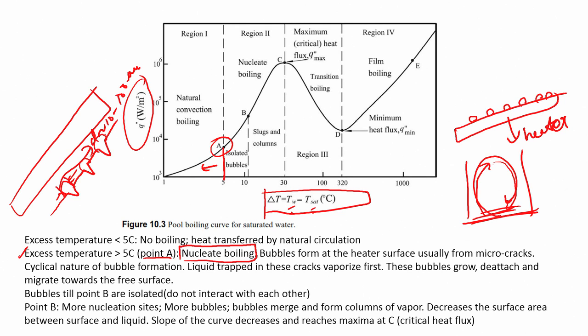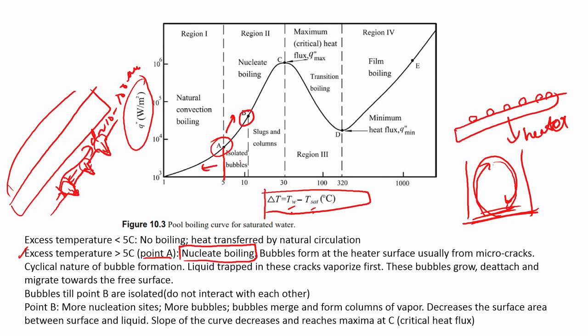This is because when you put a liquid over this heater surface, the liquid cannot always penetrate through these cracks. So, there is some entrapped vapor in the crack, and that leads to the nucleation of bubbles. These bubbles grow, detach and migrate towards the free surface. Till this point B on this curve, you can see a steady increase in the heat flux because more and more bubbles are forming. Around B, the degree of superheat is about 11-12 degrees.